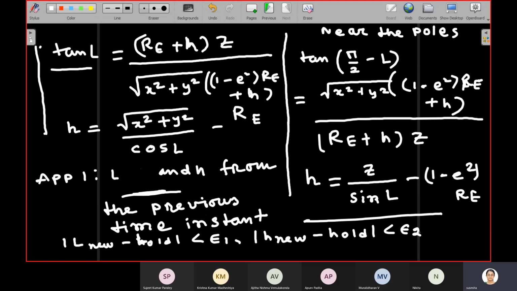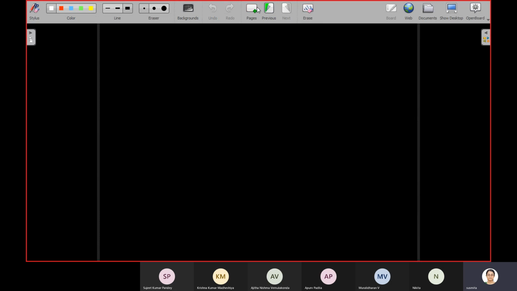So this is approach 1. This is possible when you have already calculated L and H previously. But what if you are starting it and you don't have any previous values? In that case, what will you do? In approach 2, we assume the spherical Earth.